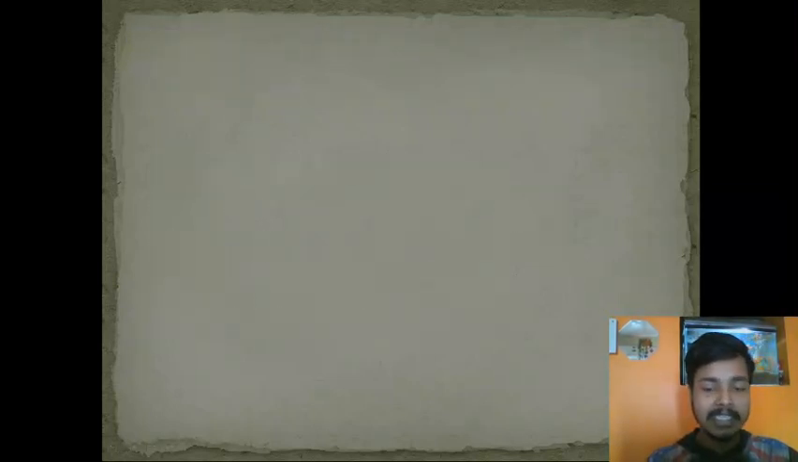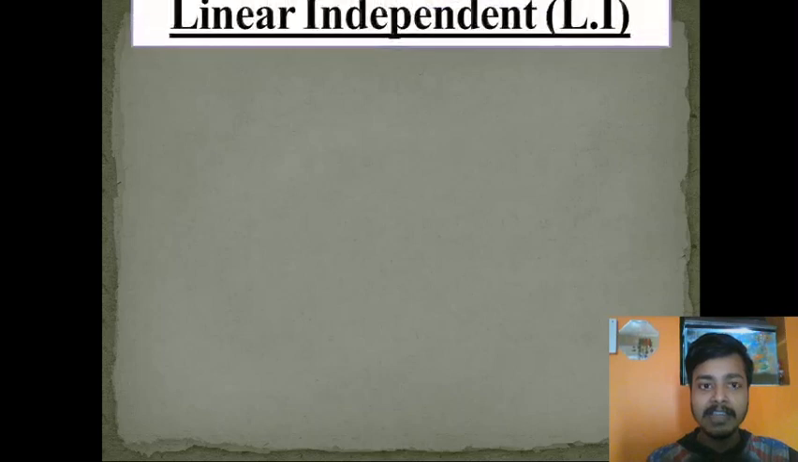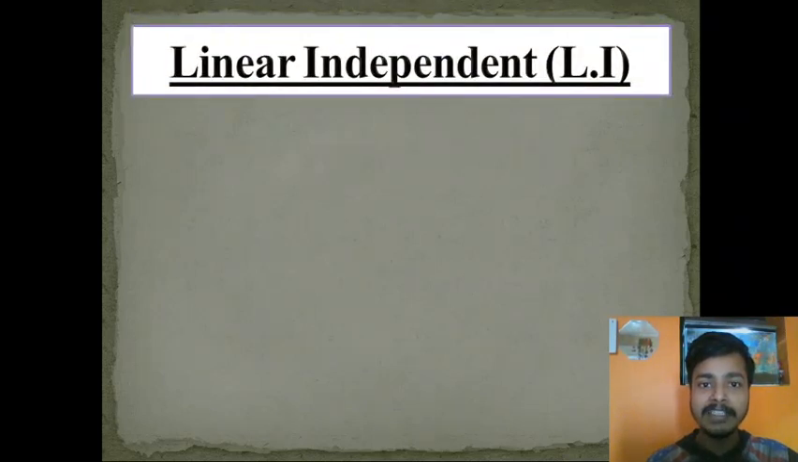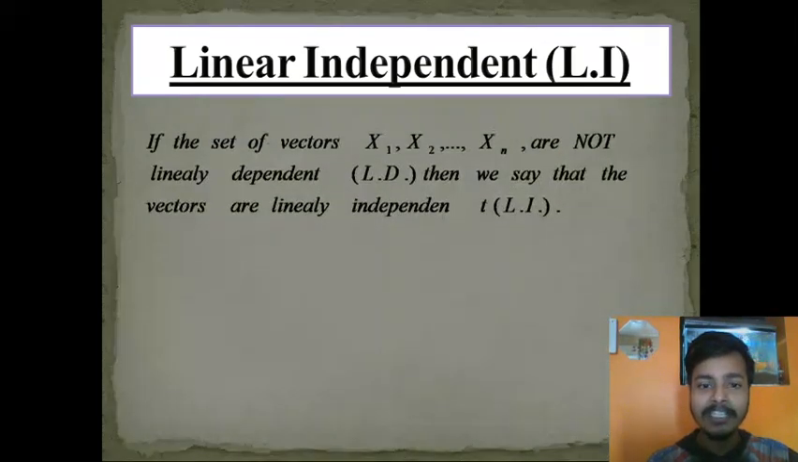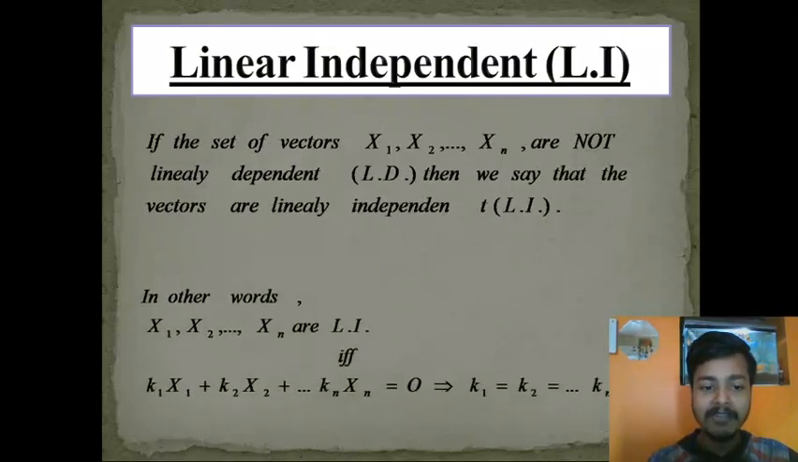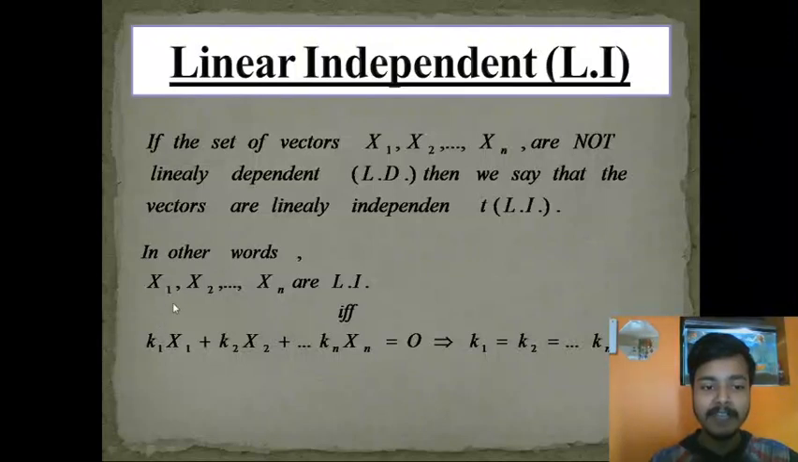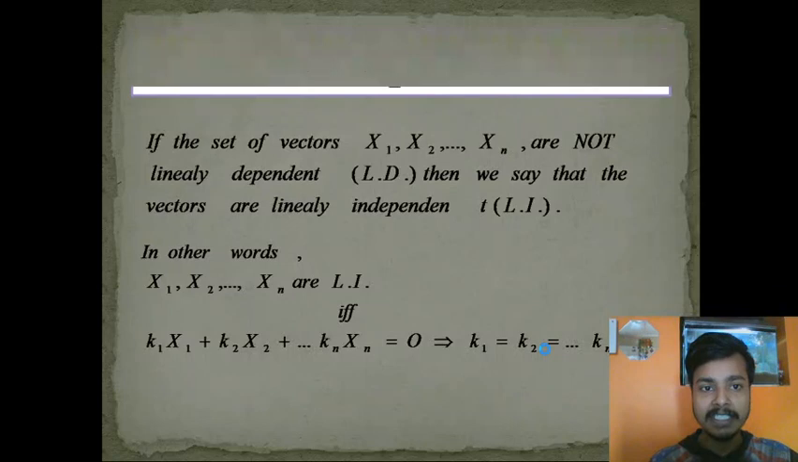In the last interaction I asked you the definition of linearly independent and you were very smart in giving the answer. The vectors which are not linearly dependent are linearly independent. Simple. And then we have the mathematical definition: the set of vectors x1, x2, xn are linearly independent if and only if the linear combination equal to 0 implies all the scalars must be 0.